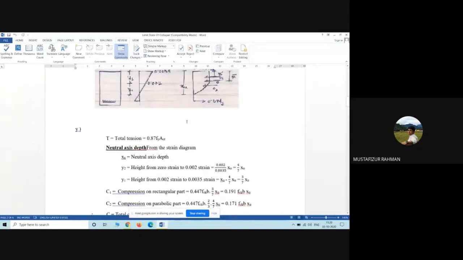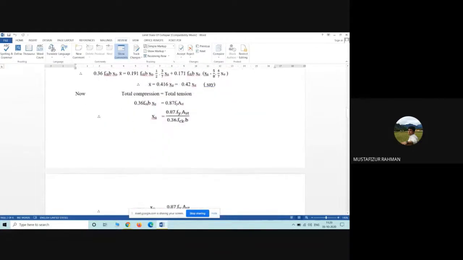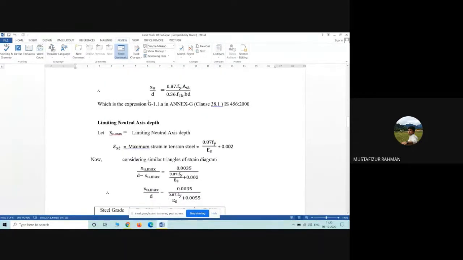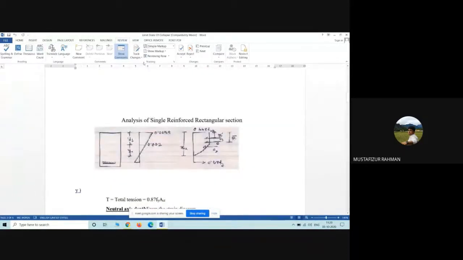If you replace Xu by Xu maximum, now from these two similar triangles, the upper triangle in the strain diagram and the lower triangle of the strain diagram, these two are similar. And what is the similarity condition? So from this, see what we are getting: Xu maximum, that means from here to here divided by from here to here is equal to this divided by this minus this.